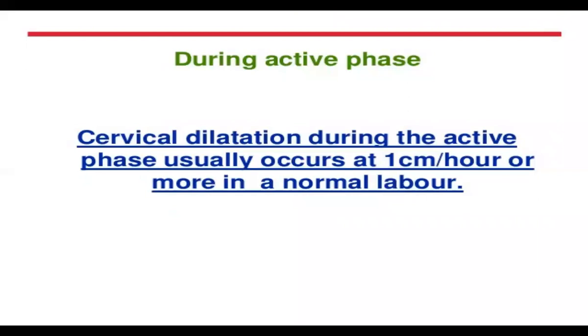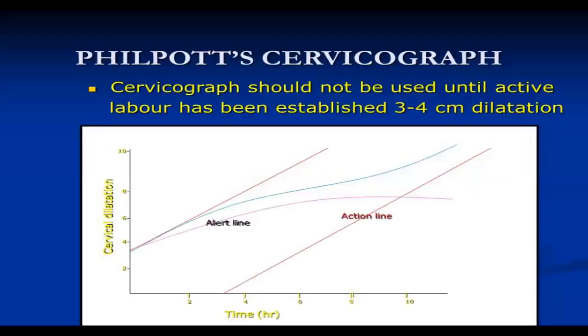During the active phase, cervical dilatation usually occurs at 1 centimeter per hour. So how much time is required to go from 1 centimeter to 2 centimeters? Again 1 hour, plus 3 centimeters or more in normal labor. That is how much time is required for the active phase.